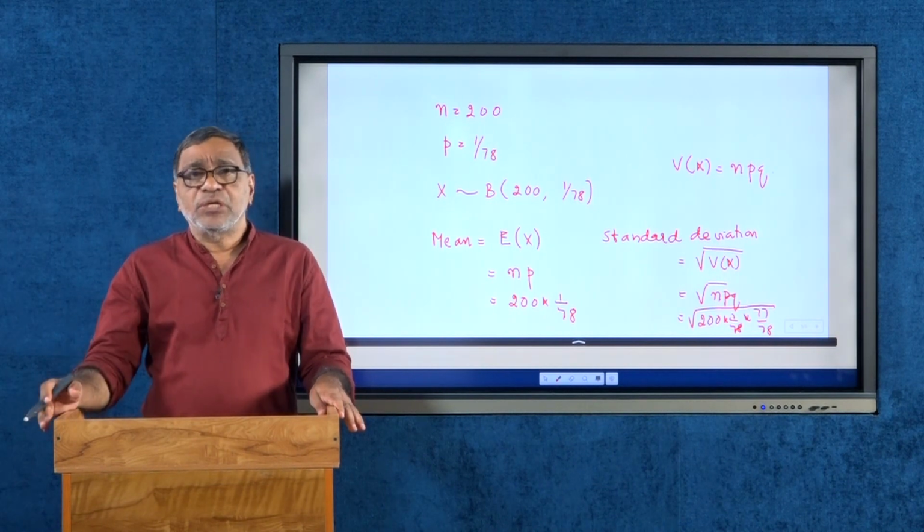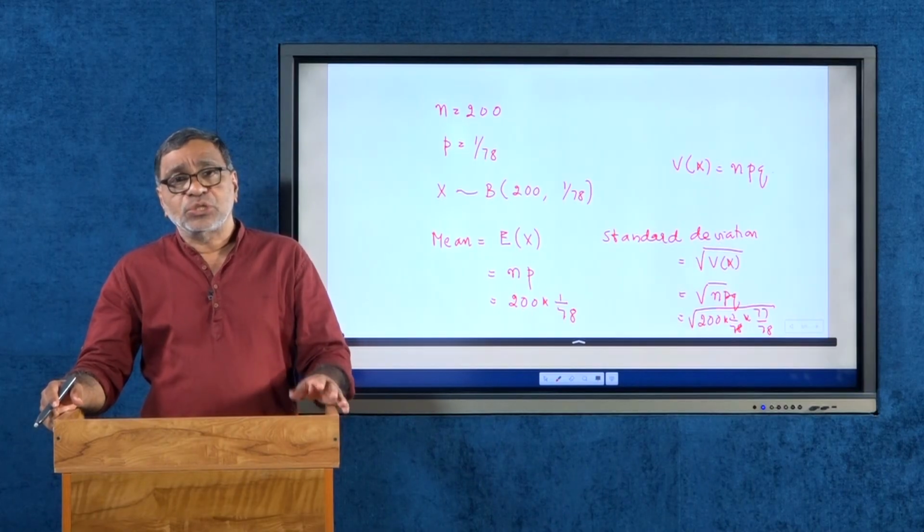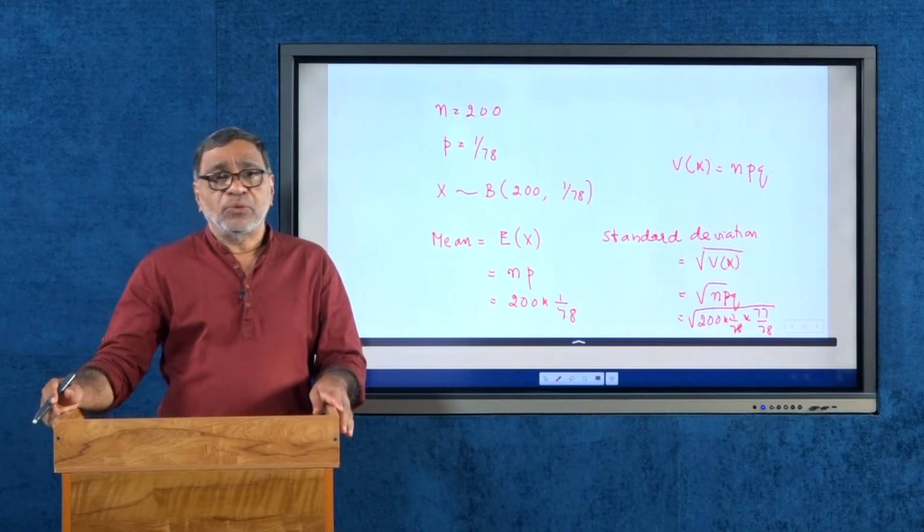That is, mean is equal to expectation of x, that is equal to np, and the standard deviation, or square root of the variance, is equal to root of npq, and that can be calculated like this.